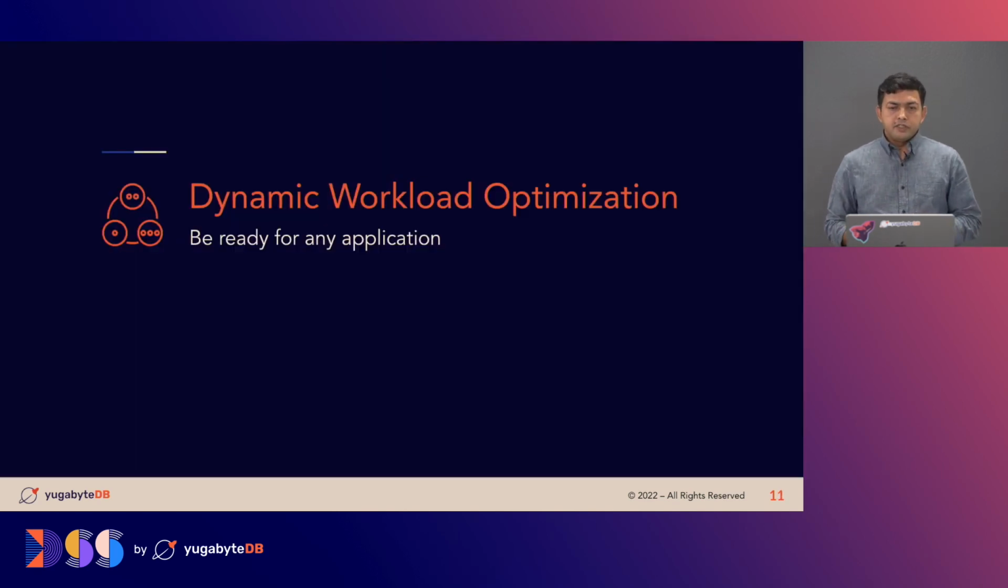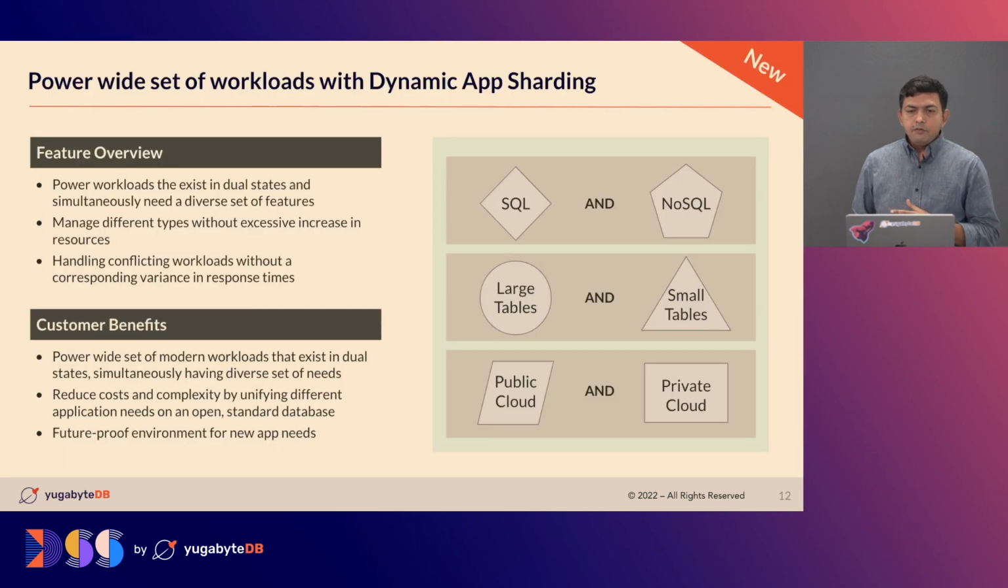Dynamic workload optimization. Think of cases where customers or organizations today have a wide mix of transactional use cases, workloads with different needs, and these workloads need to be able to run simultaneously on the same database. The first one in dynamic workload optimization is the new colocation and intelligent sharding.